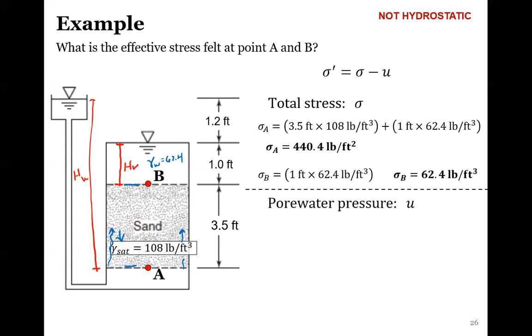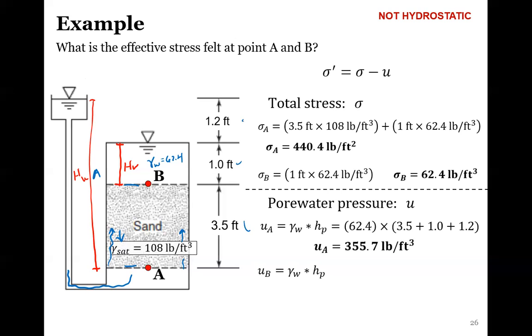Our pore water pressure is where we need to be careful because we need to see which one we are reading. At point A, our pore water pressure is the density of water times the height of the water at that point A. So at point A, we don't read this triangle, we follow the tube, and we would read this one. So this is for point A. So we'd see 3.5 plus 1 plus 1.2. So that's where the pressure is at point A.